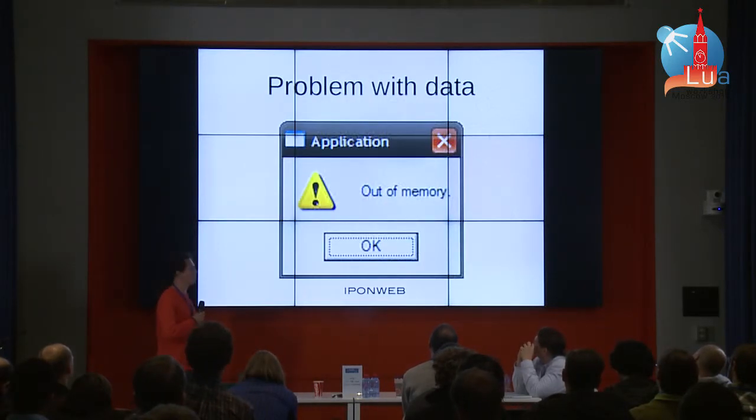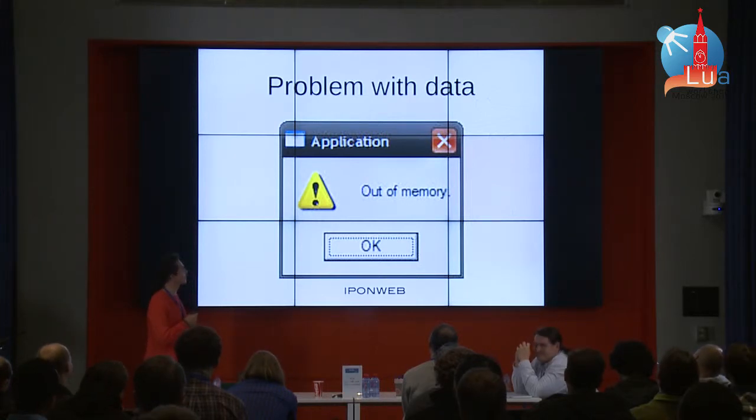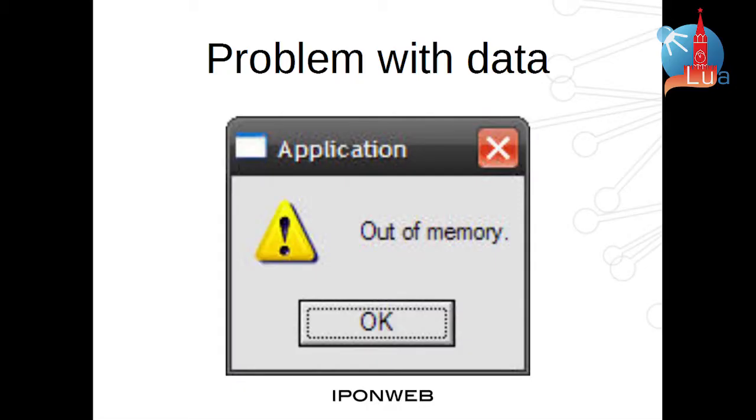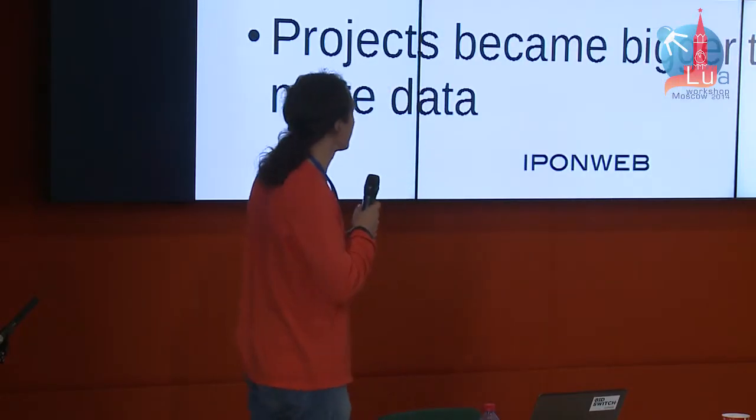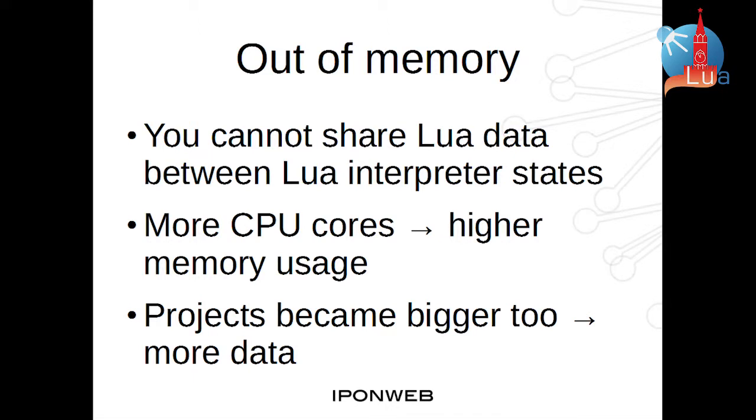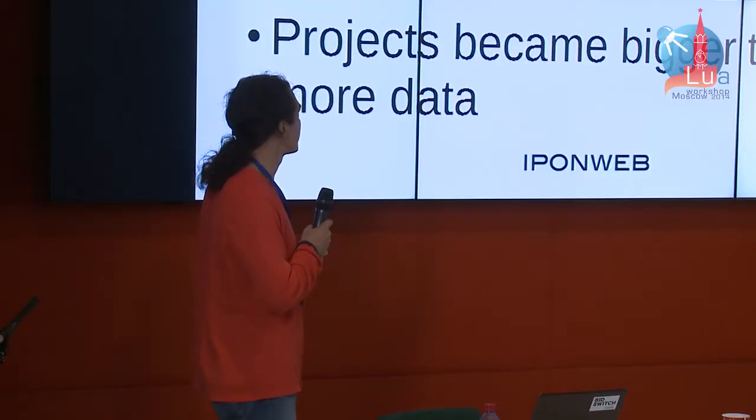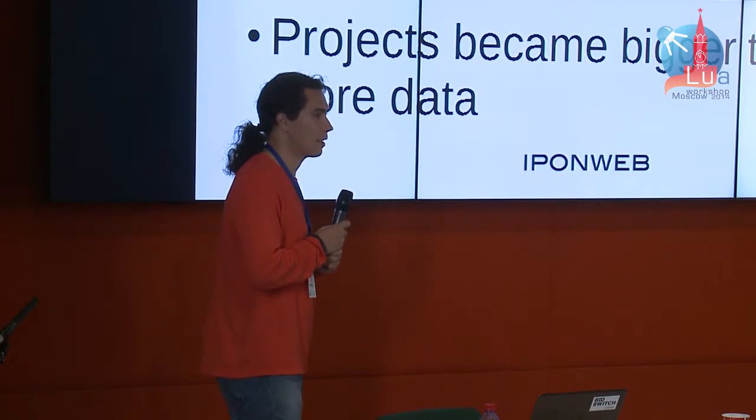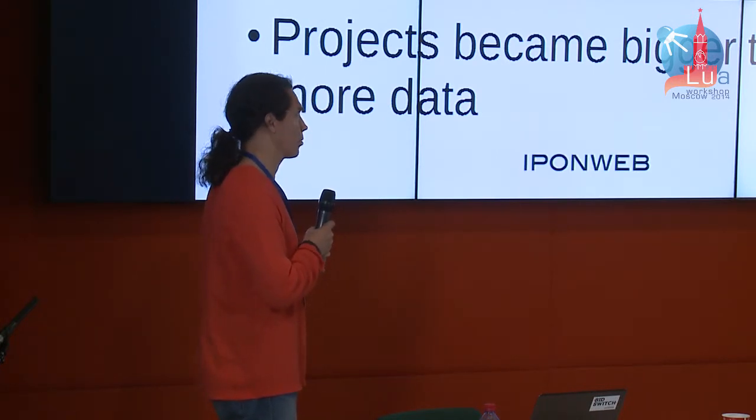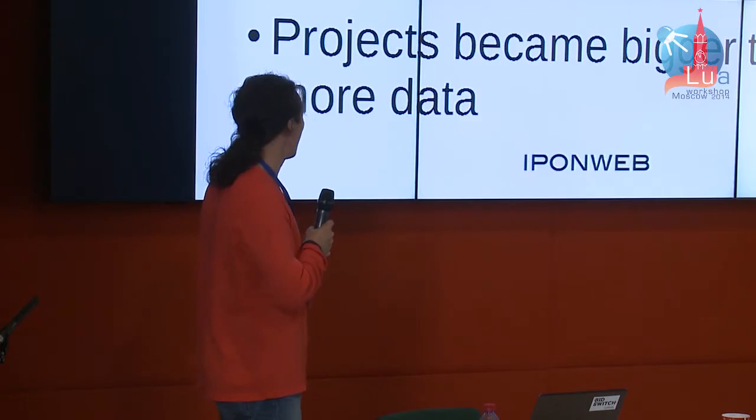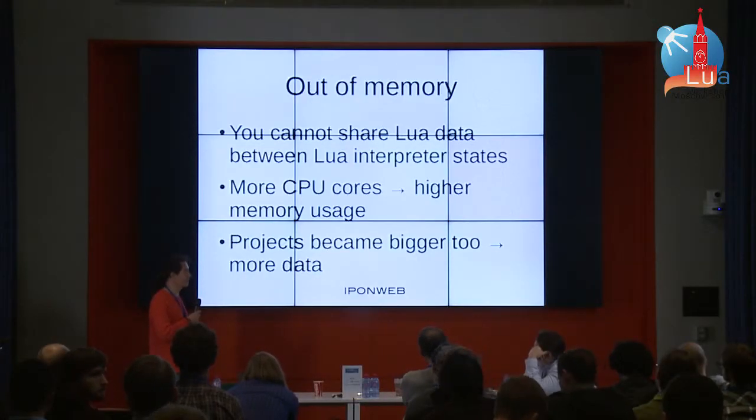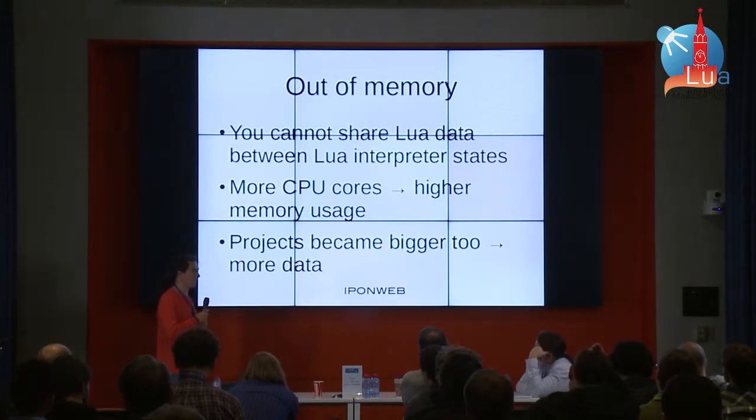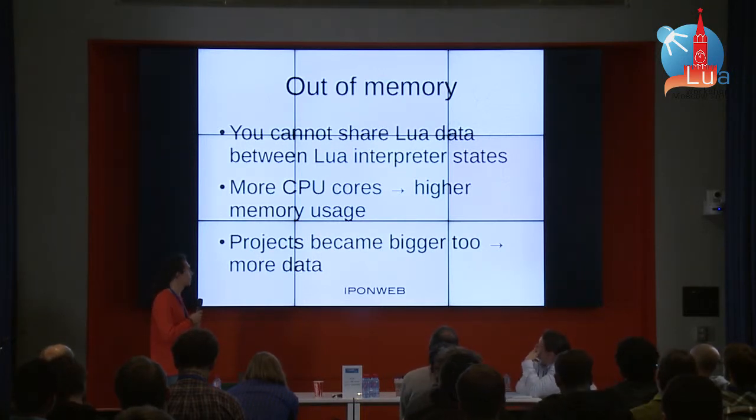But eventually we found a problem with this design, which is given on this slide. It's being out of memory. Why did it happen? There are several problems. First of all, you can't share Lua data between Lua interpreter states, unfortunately. And it means that, given our basic design, that we have as many Lua interpreter states as you have CPU cores, you have to keep multiple copies of the data. When we just started with this business, I think the typical server had 4 cores. These days, we use 8 core boxes, and I guess in the future the number will only increase.